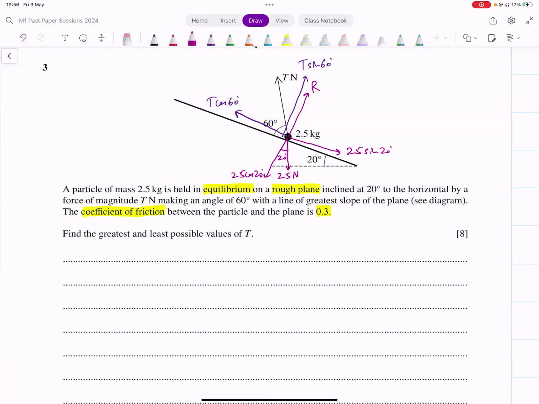And now we need to think about friction. Where is friction going to act? It's not clear because we do not know if T cos 60 is bigger or 25 sin 20 is bigger. Whichever force is bigger, friction will act opposite to that.